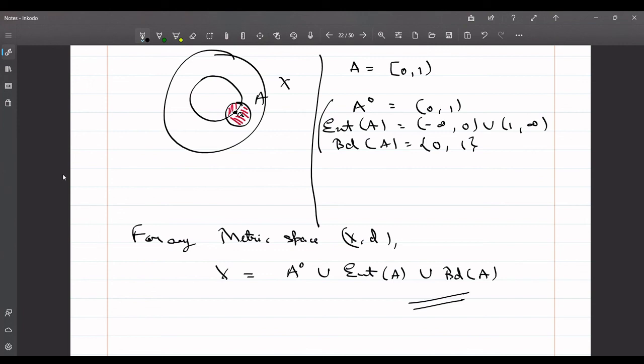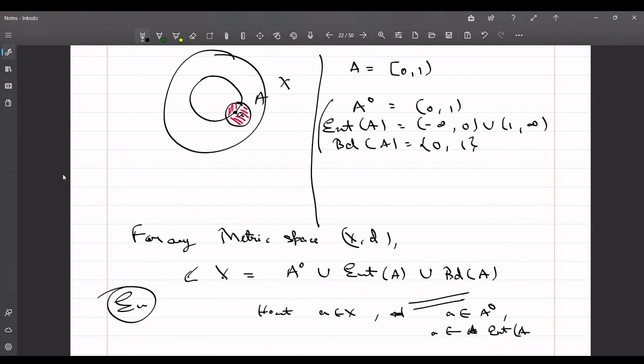Let me give this as an exercise. You can try it on your own. Very simple, very trivial to understand. You just need to show that if you take any element from X, then either it is an element of the interior of some subset, or it belongs to the exterior of that subset, or it belongs to the boundary of that subset. You can very trivially prove this.